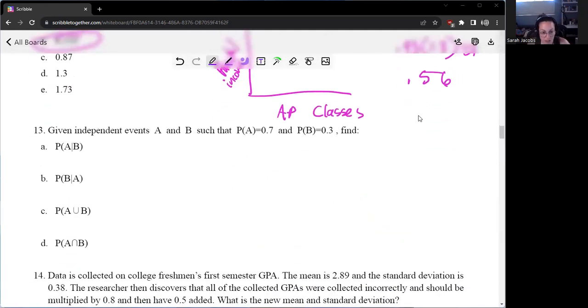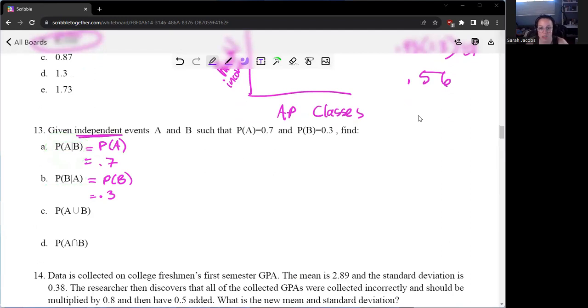As many of you noticed, probability of A given B and the probability of B given A, since these are independent events, we can just say that this is equal to the probability of A, or 0.7. And this is equal to the probability of B, or 0.3. Right? That's how we defined independence. If the probability of A given B is equal to the probability of A, the events are independent.